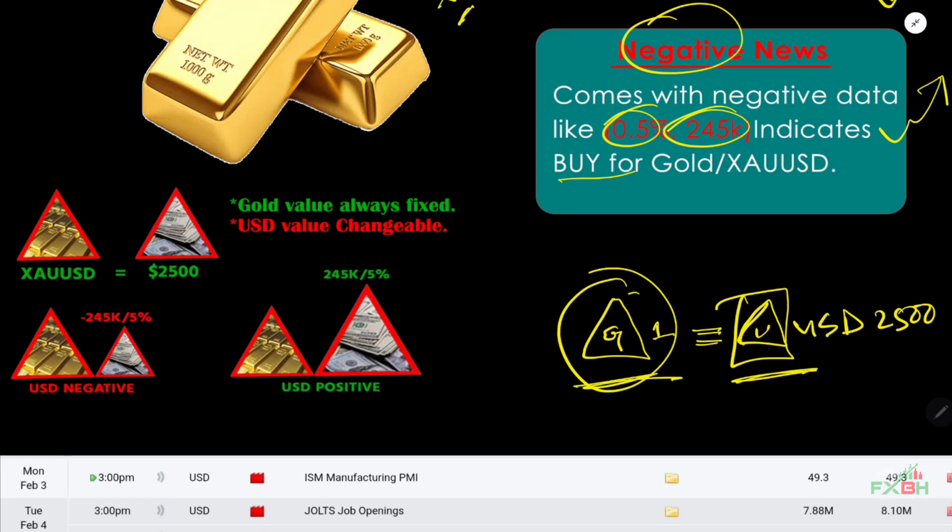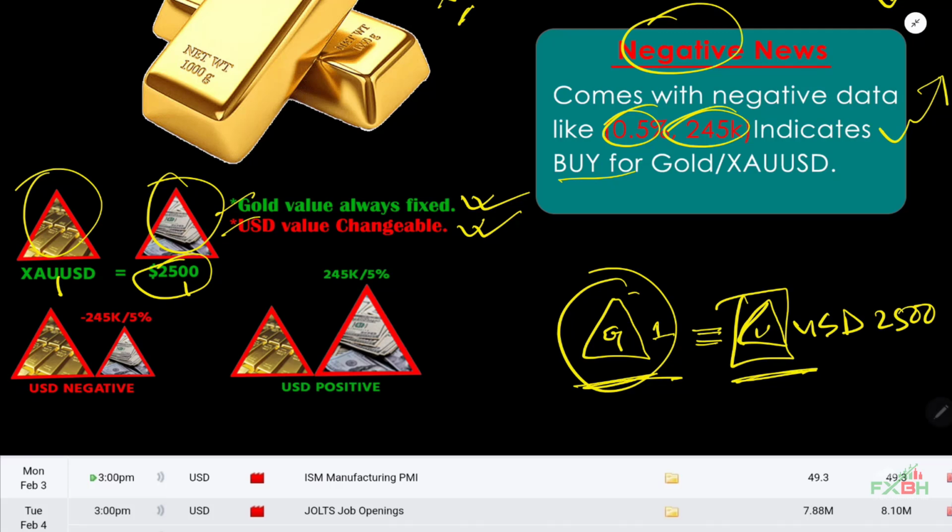As you can see, there are two triangles of the same size, and one gold triangle is equal to a 2500 dollar triangle. There are two sticky notes: gold value is always fixed, that means constant, and USD value is always changeable. You may keep that in your mind. Now let's see the market data.